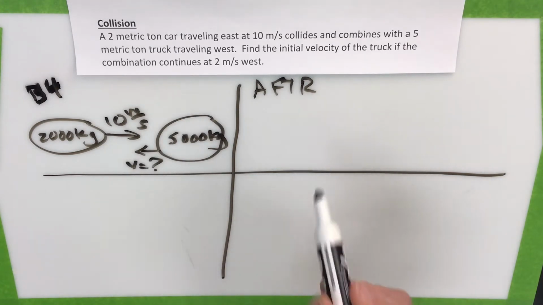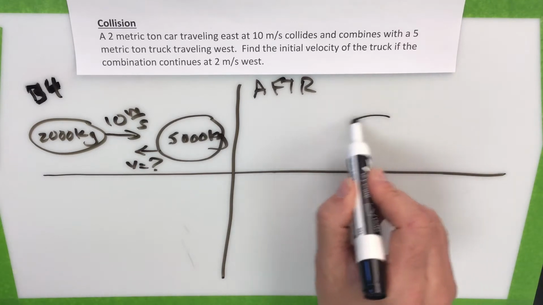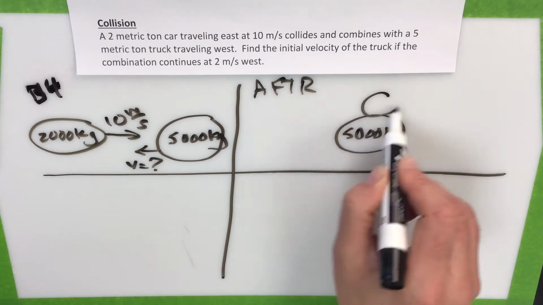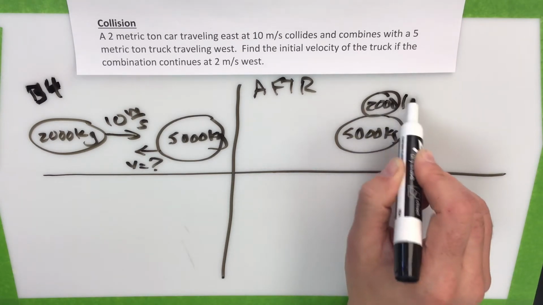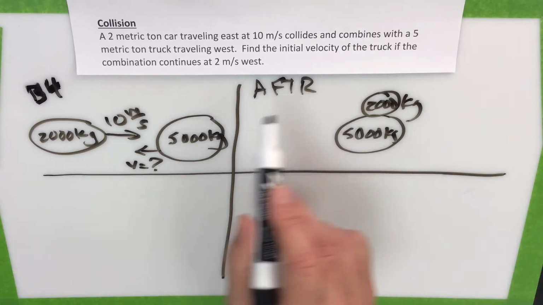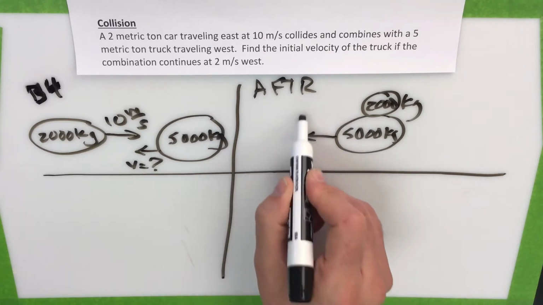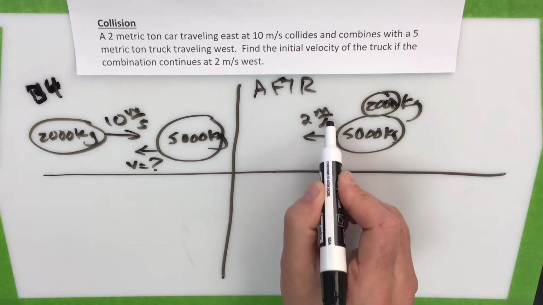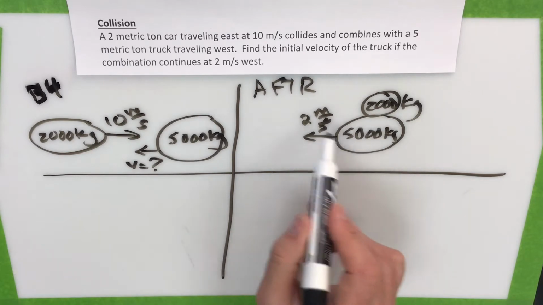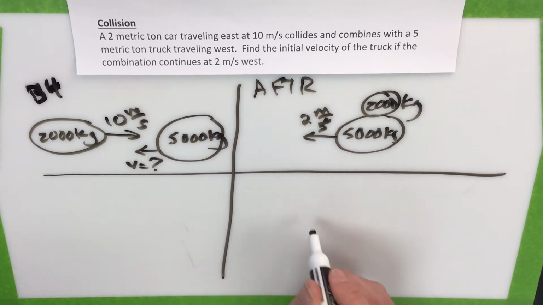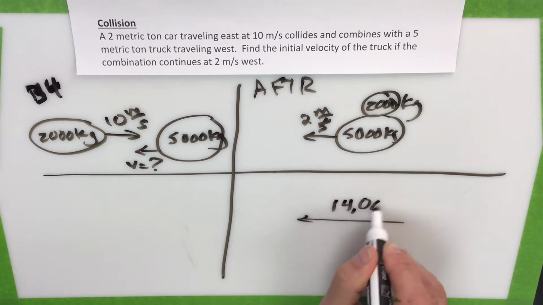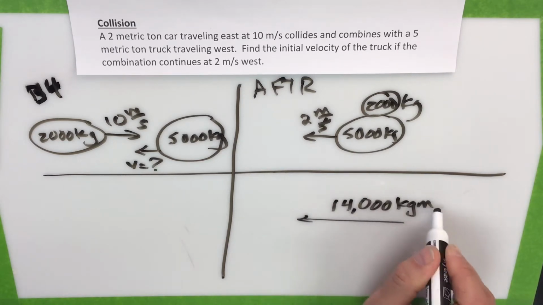Then the combination traveled off together 7,000 kilograms, so 5,000 kilograms and 2,000 kilograms. Just put them together and write 7. That's easier that way. Travels together at 2 meters per second west. So the combination, 7 times 2 is 14. This combination is the total of 14,000 kilogram meters per second.